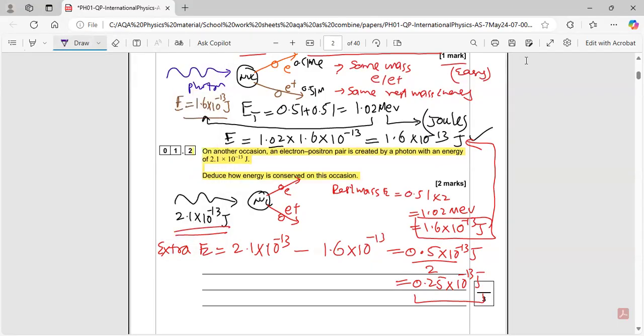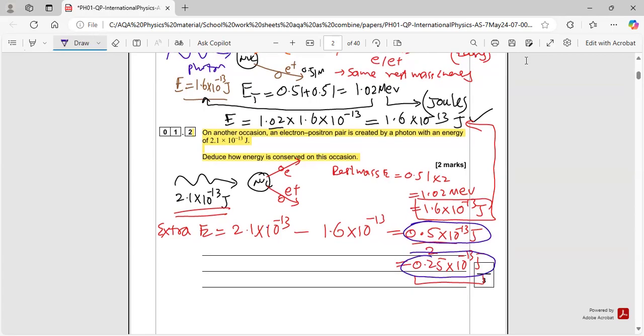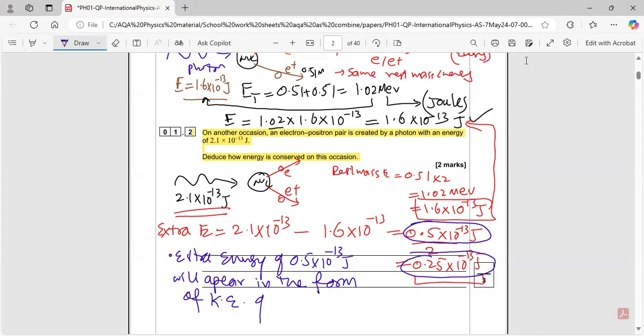Okay, so what we say is that the extra energy, which in total is this, or the individual particle energy is this, appeared in the form of kinetic energy of the electron and positron. So we say that the extra energy of 0.5 into 10 to the power minus 13 joule will appear in the form of kinetic energy of the pair of particles. What are the pair of particles? It's the electron and positron.